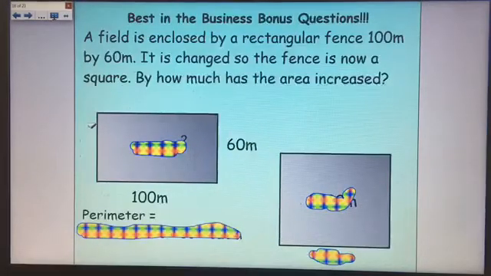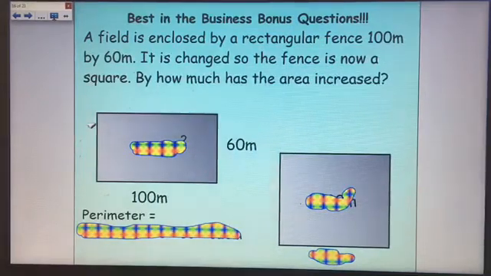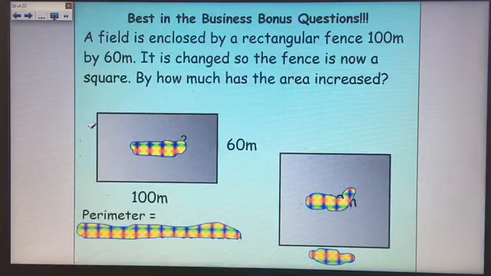Okay, so let's have a look at the best in the business bonus questions. It says, a field is enclosed by a rectangular fence 100 meters by 60 meters. It is now changed so the fence is a square. By how much has the area increased? So if you want to crack it on your own, you know the drill, press pause. If not, I'm going to go through it now.